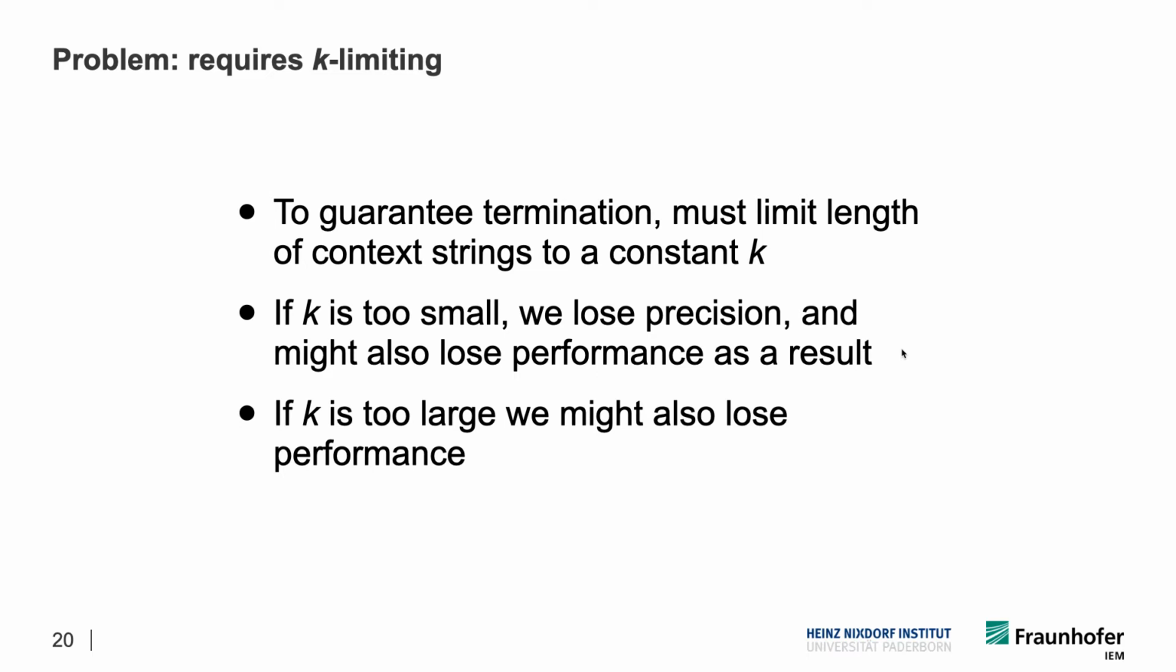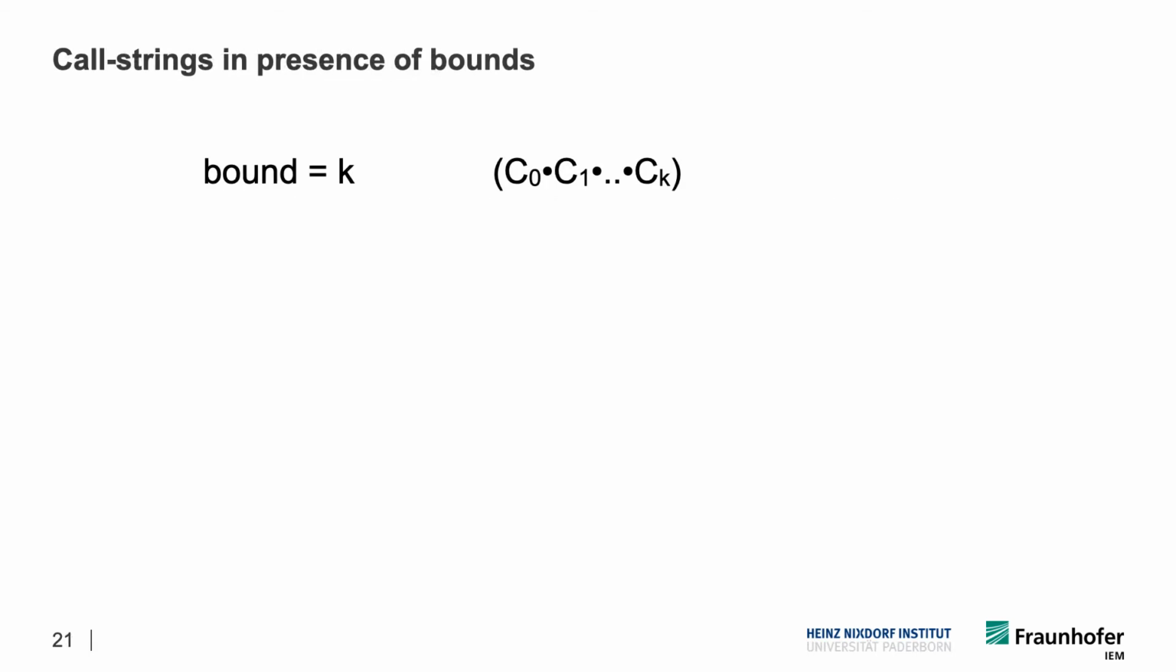If you assume that you have chosen a k, which can be done, for instance, through different test runs of the analysis, some people even use machine learning to find the optimal k, then how do you actually deal with this? So let me show you how this works in principle.